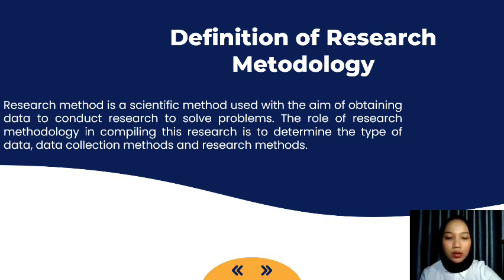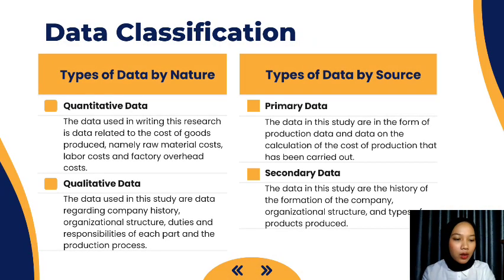the purpose of research. Research method is a scientific method used with the aim of obtaining data to conduct research to solve a problem. The role of research methodology in compiling the research is to determine the type of data, data collection method, and research method. Data classification. The data classification used in this study is divided into two. One, types of data by nature, and two, types of data by source.